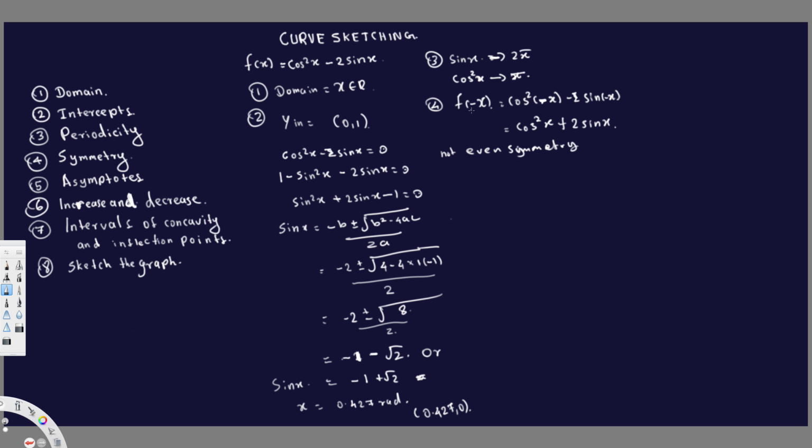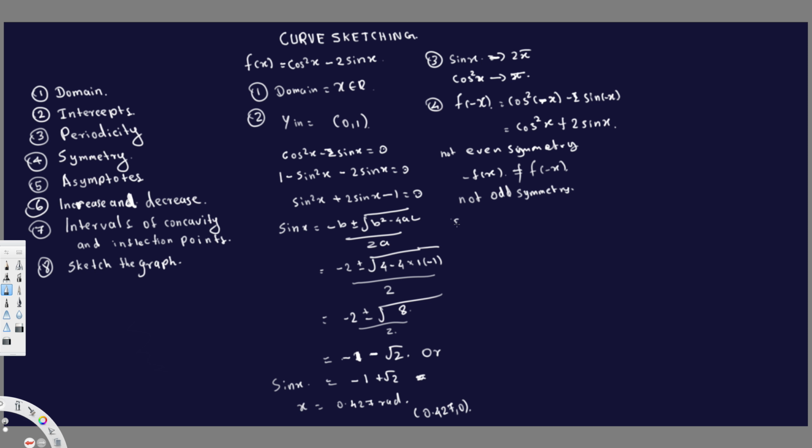To check the odd symmetry, I have to check whether this one is equal to minus f of x. Minus f of x means the whole thing is minus. So this has to become minus, this has to become plus, but this is plus, and this is not minus in the front. Therefore, this is not equal to minus f of x. So therefore, this is not odd symmetry.